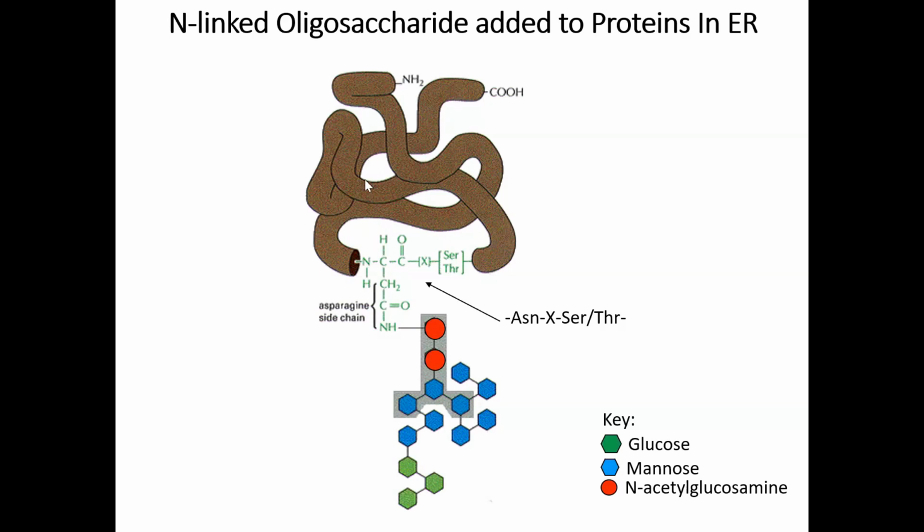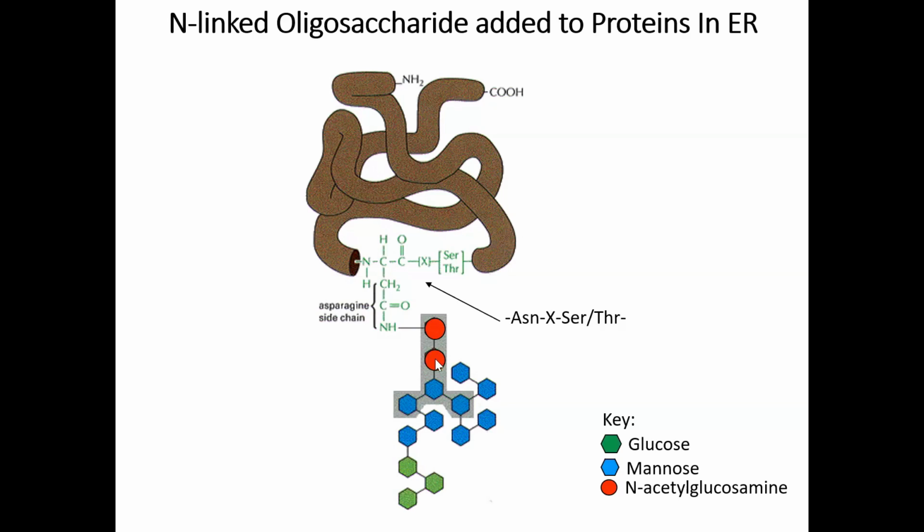This can happen anywhere, but you have to have a signature sequence: an asparagine, then X, which means any amino acid, and then serine or threonine. If you have that sequence, that is essentially a glycosylation site. You are looking at the asparagine side chain, which is N in single letter, and this is a glycosylation pattern.